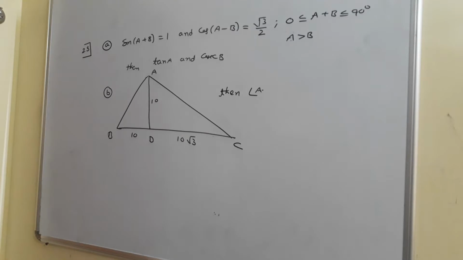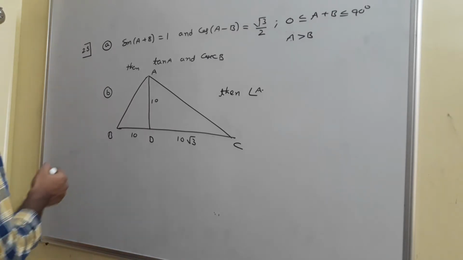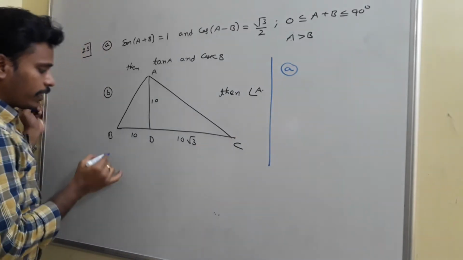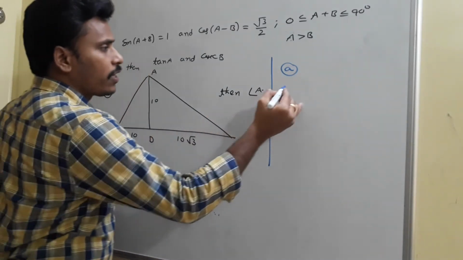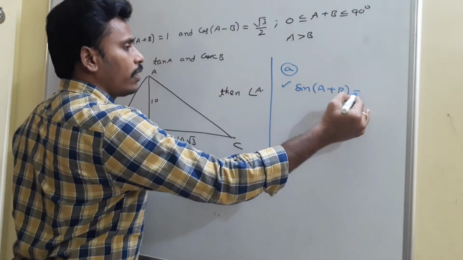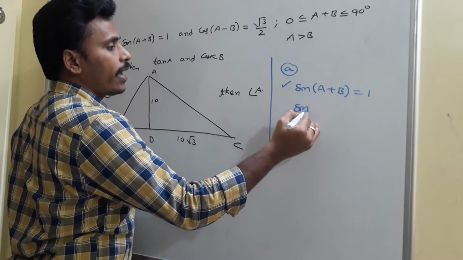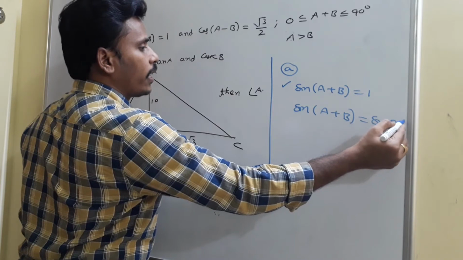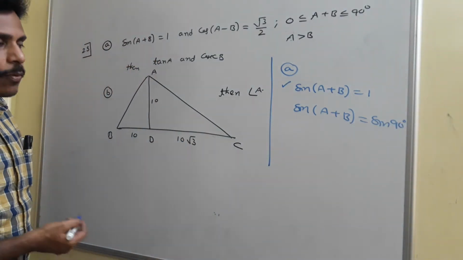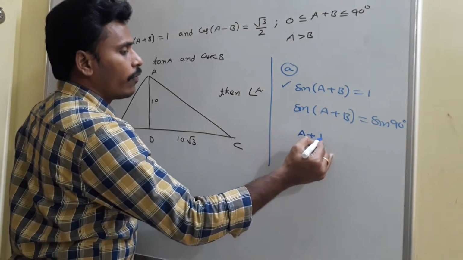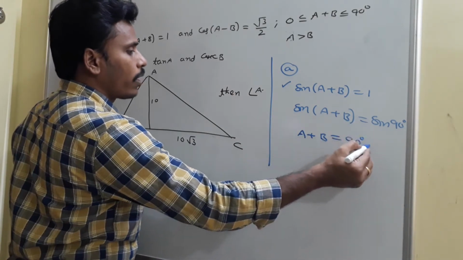Look at the board. For the first problem, sin of a plus b and cos of a minus b is given. First of all, try to solve part a, and for that, see, sin of a plus b is given as 1. Sin of a plus b is equal to 1. What do you say? Sin of a plus b is equal to sin of 90 degrees. Is it right? Sin 90 is 1, as we mentioned in the table. So sin of a plus b is equal to sin 90. That in the sense for sure a plus b is equal to 90 degrees.